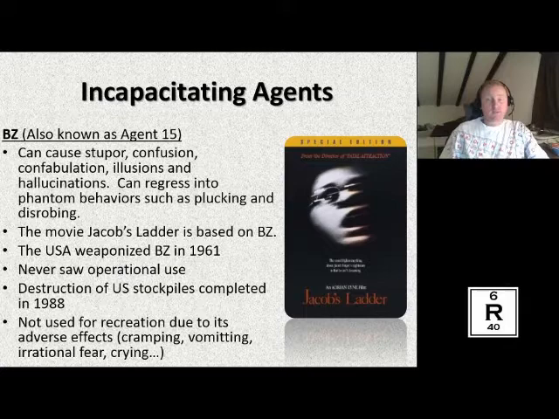On top of which, it is much stronger than LSD. Remember, LSD, I said, lasts 8 to 12 hours. BZ lasts 2 to 3 days. So imagine this for 2 to 3 days. Horrible, horrible. But as an agent to use against your enemy, it does have some strategic ideas.